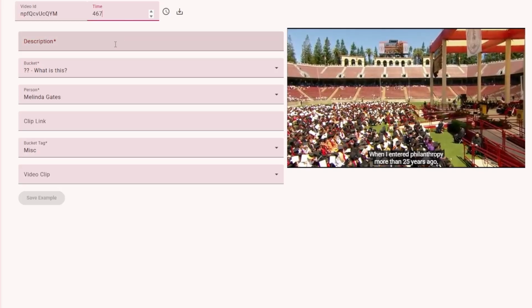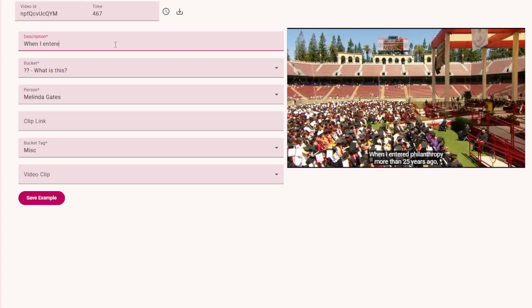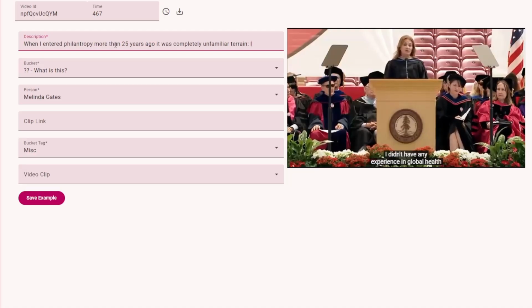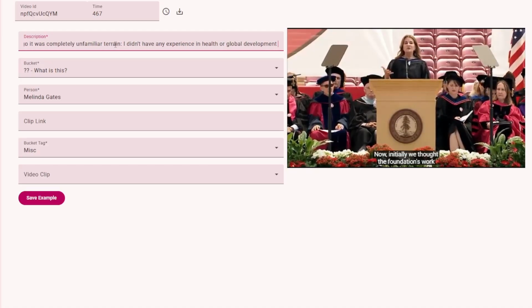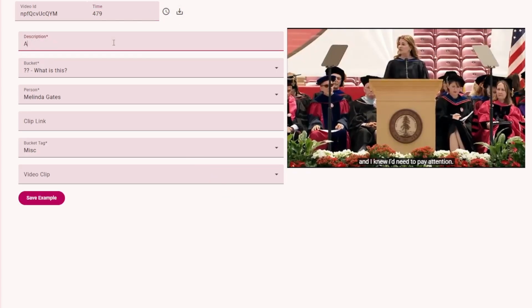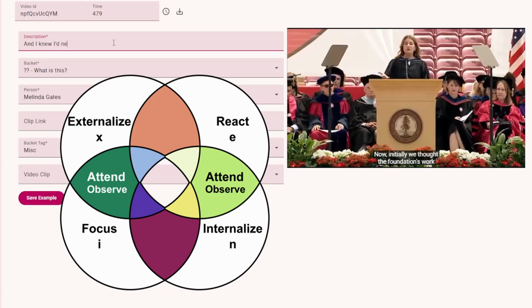When I entered philanthropy more than 25 years ago, it was completely unfamiliar terrain. I didn't have any experience in global health or development yet. Not having experience sounds again to me more like someone with protectiveness. It could be the social type too, or a doubling up, but this is definitely not someone that is usually winging it. And that despite her being a response savior. And I knew I'd need to pay attention. I'm saving this one because I like the word attention here.